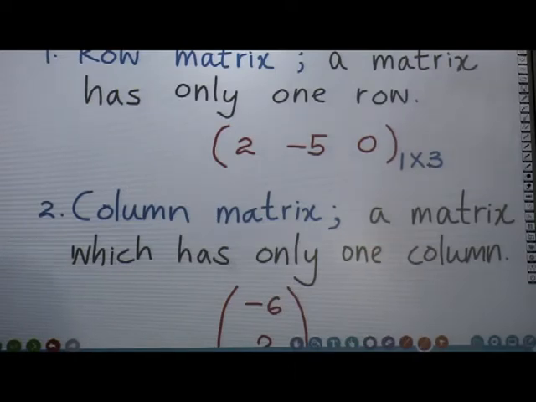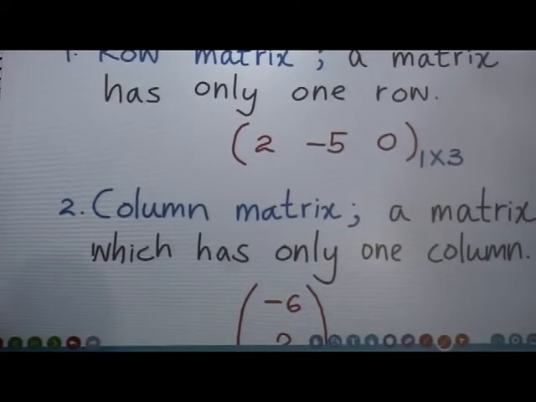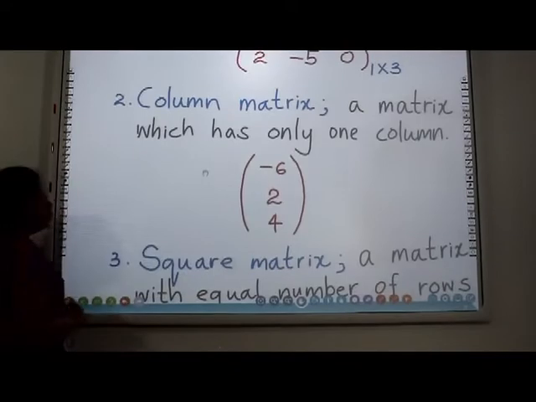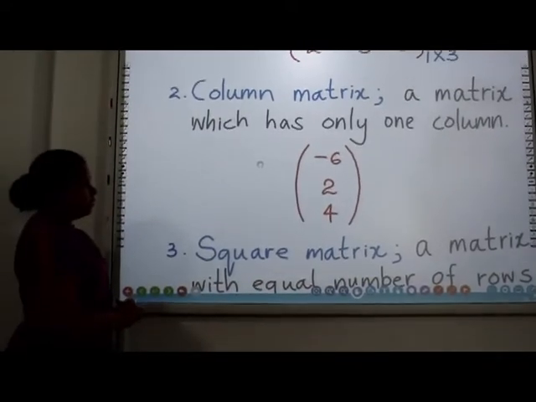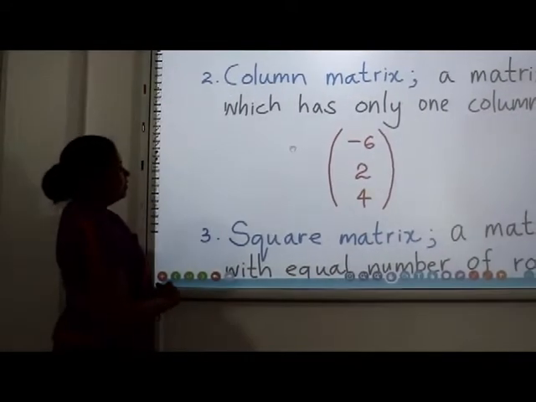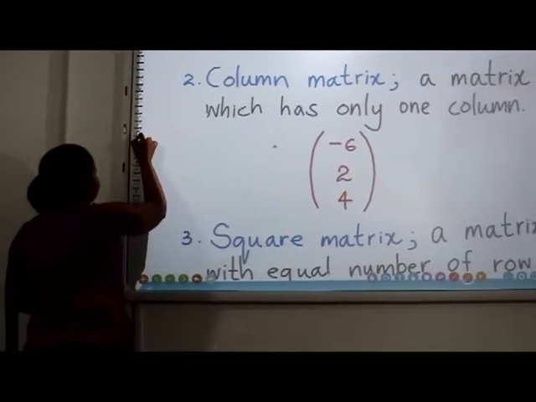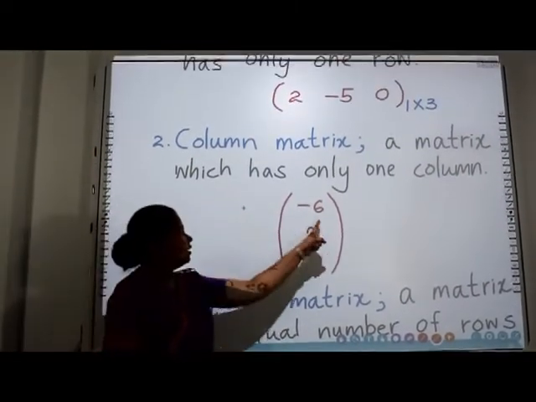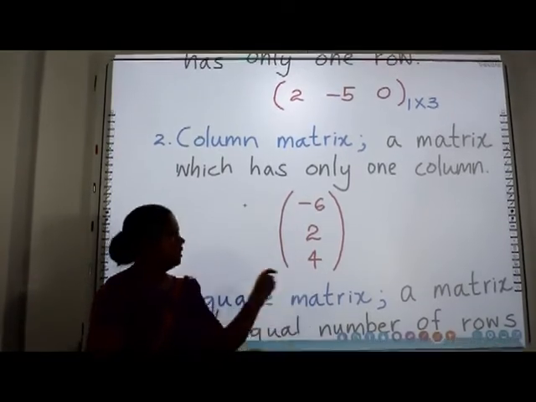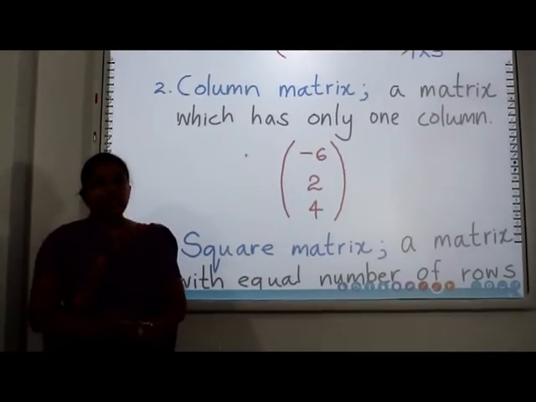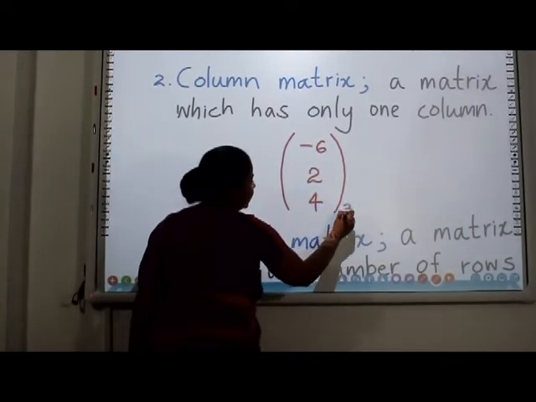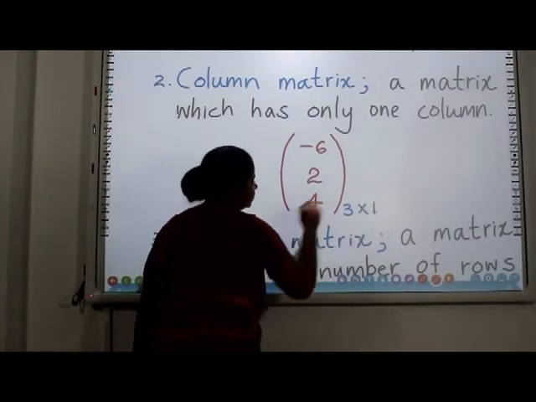Then let's see what is a column matrix. A matrix which has only one column. Now here in this matrix you can see it has only one column, but there are several rows. 3 rows are there, but it has only one column. Then the order is 3 by 1.